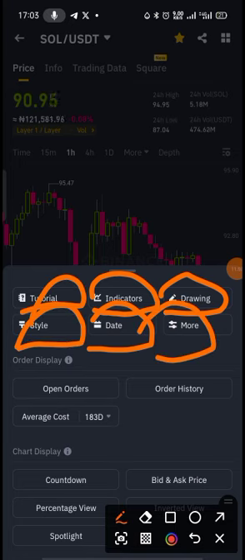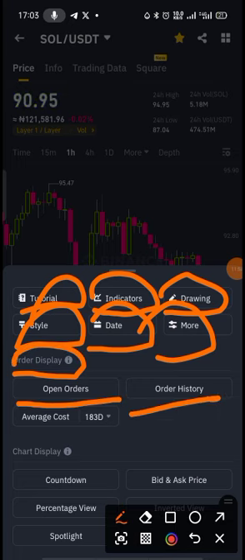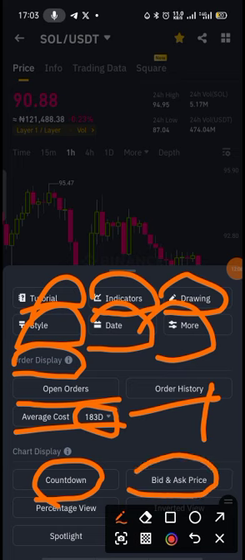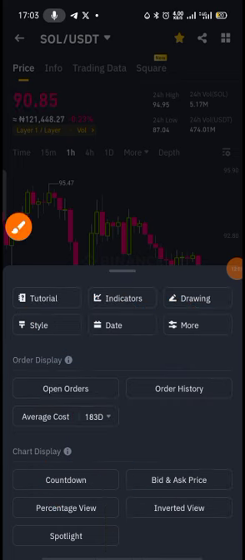We have things you want to see, other displays. You want to see open order, order history, average cost, and you can choose the average cost you want to see. You can choose this 183 days. Now you also have the countdown, chart display, bid ask, percentage view. Now, I don't know if you can do all this now, but let's see.